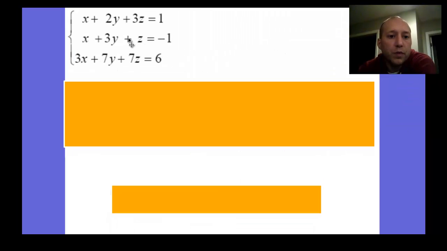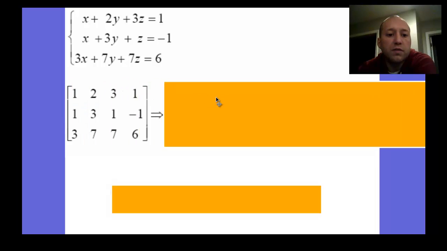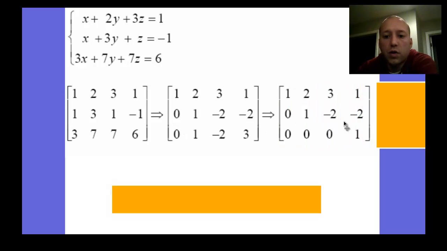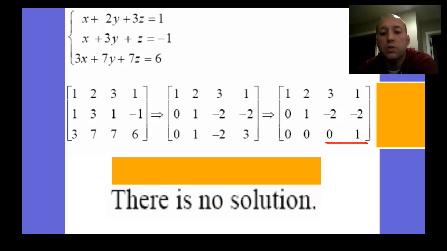So here's another one. We take it and put it into augmented form. And then we can actually find the 0x's. Then the 0y's. Notice how we get this statement right here, which you should have an idea what that means. No solution. Because it says that 0 equals 1, which is not true. A false statement, no solution.